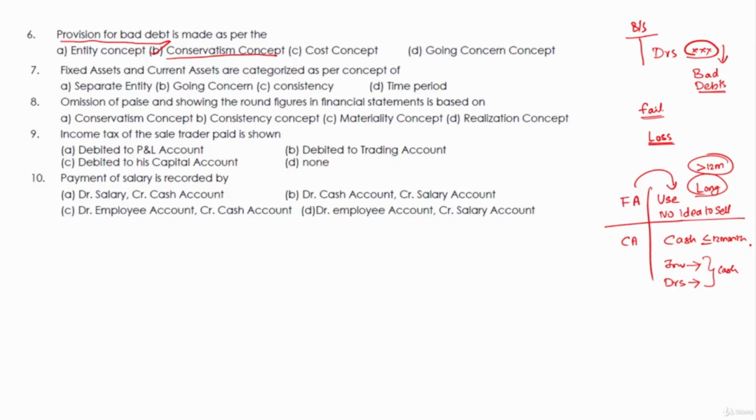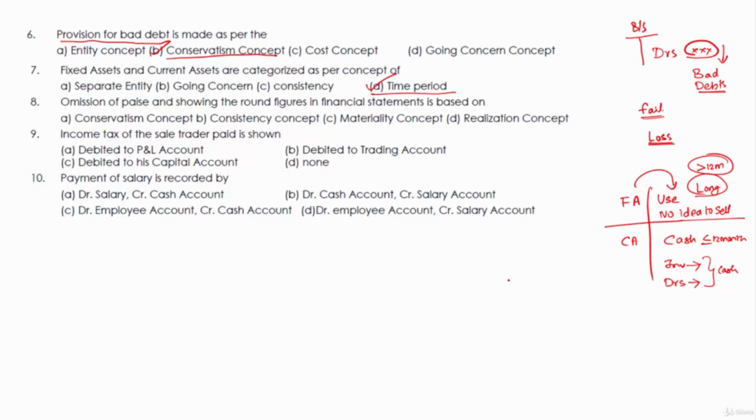So the focus is on time period, right? So we can say fixed assets and current assets are categorized as per concept of time period, right? Next, omission of paise and showing the round figures in financial statements is based on what concept? Is it conservatism concept, consistency concept, materiality concept, or realization concept?